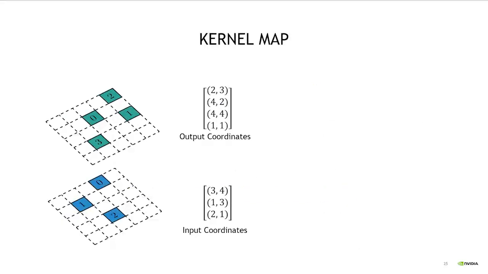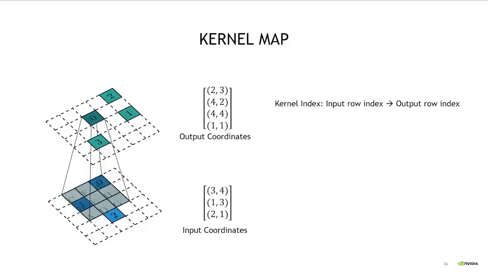Specifically, this kernel map defines which input features should be mapped to which output features and can be represented as a pair of row indices in the input and output coordinates. Let's say we have 3 non-zero elements in the input coordinates at the bottom and 4 non-zero elements at the top for the output coordinates.